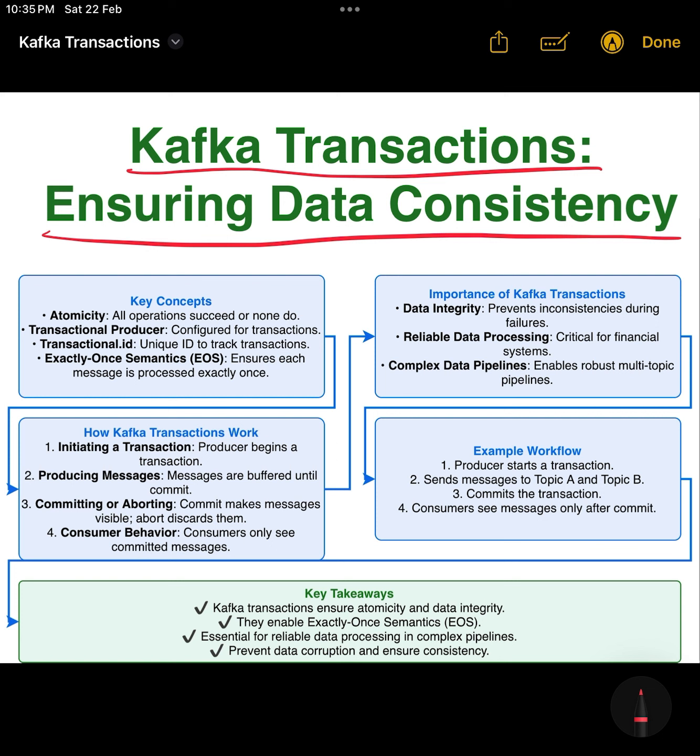Key concepts. Atomicity. This means that either all operations within a transaction succeed, or none of them do. If any part of the transaction fails, the entire transaction is rolled back.